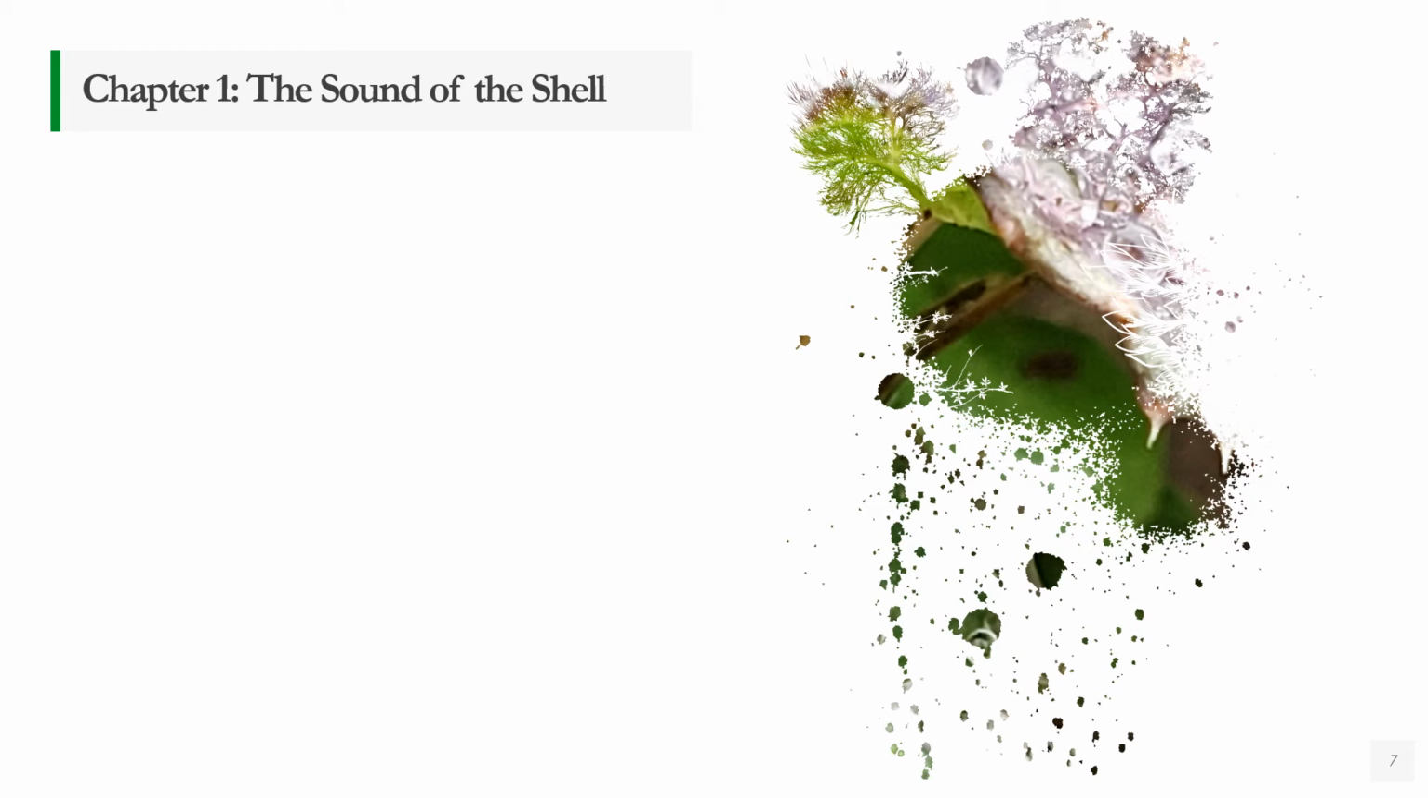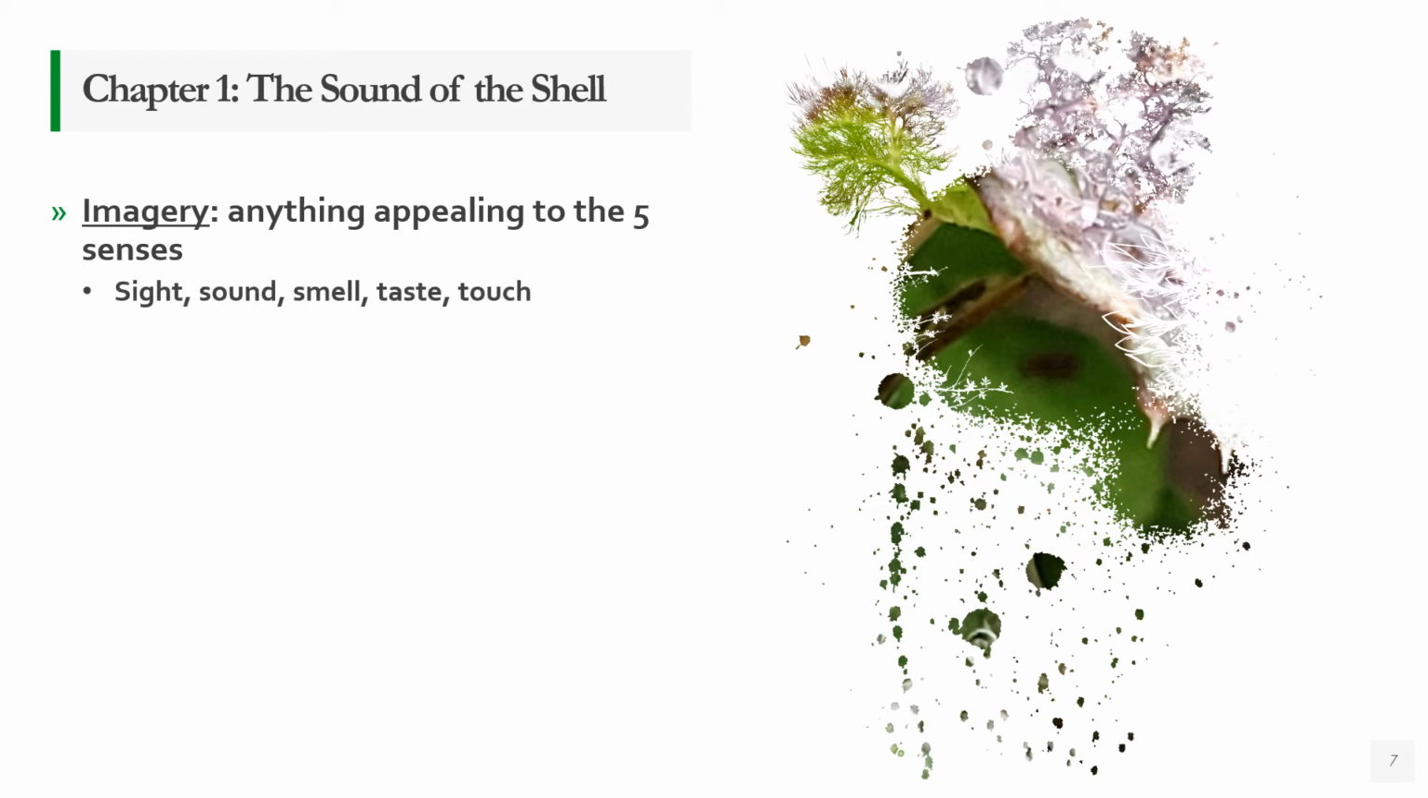Now, moving into the first chapter, we'll go through this as quickly as we can here. One thing that's very important to this story is something called imagery. This is anything that appeals to the five senses. And the five senses are sight, sound, smell, taste, and touch. All of these are things that we experience on a daily basis because we're humans, right? These are what we experience the world and life with.